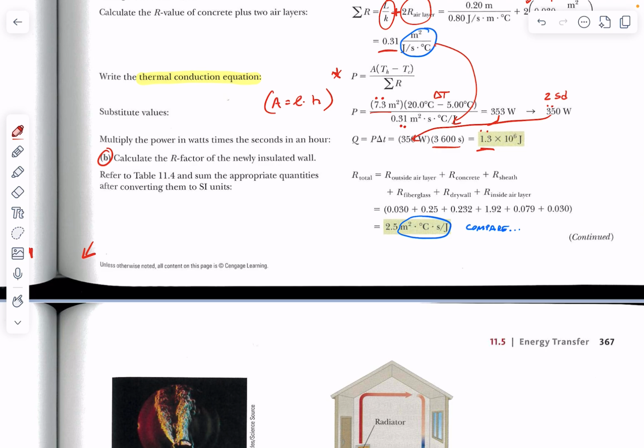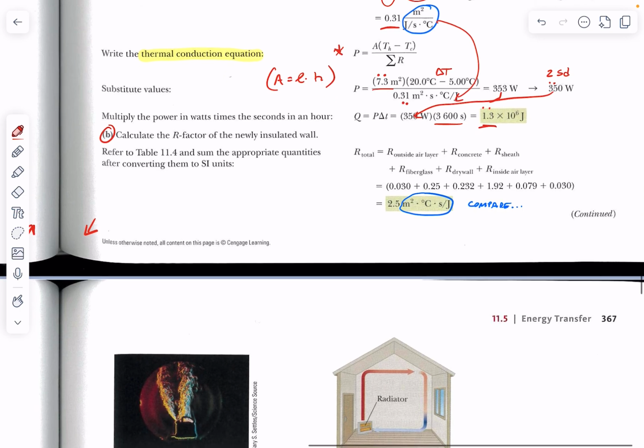Calculate the R value of the newly insulated wall. And so we're going to add up the outside air layer, the concrete, the sheath, the fiberglass, the drywall, the inside air layer. I'm going to add all of them up. Again, those air layers are important but pretty small components. Nevertheless, we add them all up and we get the value of 2.5.